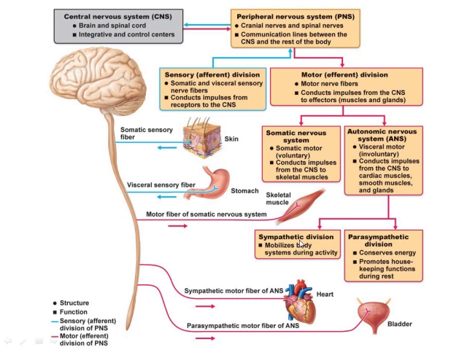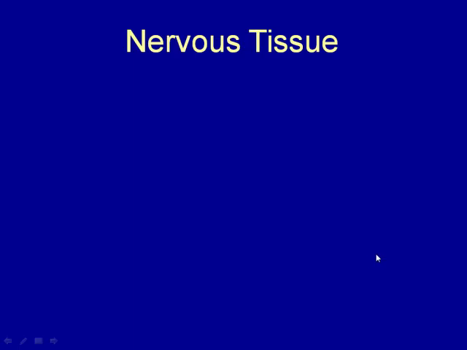The autonomic nervous system is further divided into your sympathetic division and your parasympathetic division. Your sympathetic division is your fight or flight division. The parasympathetic division is your more day-to-day housekeeping kind of system. Let's take a look at nervous tissue.